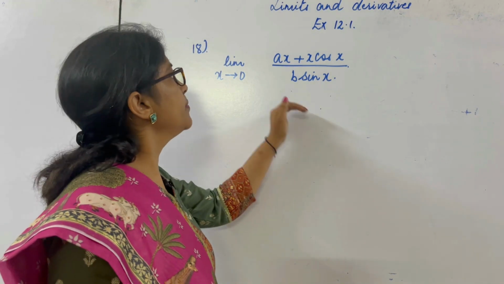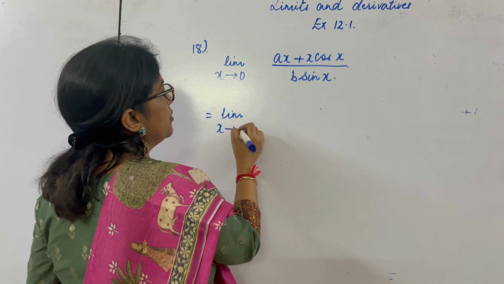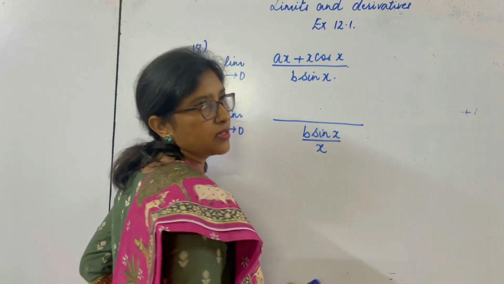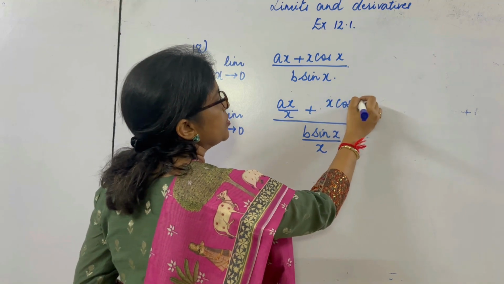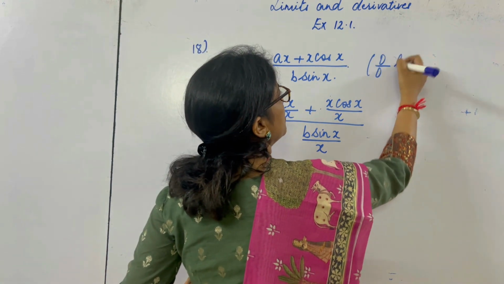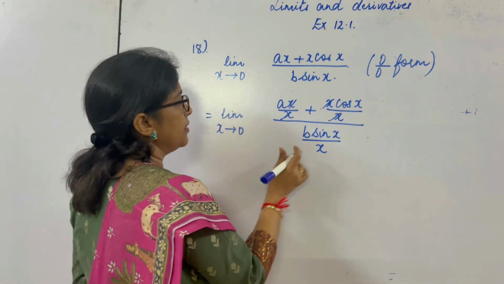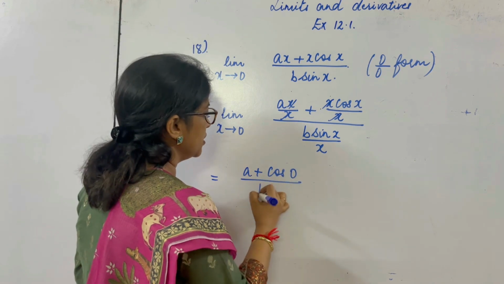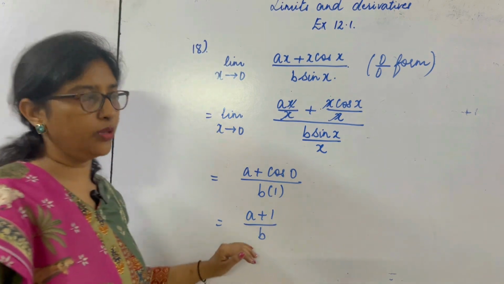On substituting the limit, this is again 0 by 0 form, but however we know that for b sin x, I need to divide by x. So, we can divide each and every term with x over here, because x was the term which was making this 0 upon 0 form. That is why we can simply divide it with x. So, x gets cancelled, and here sin x upon x, when you put the limiting value, will be 1. So, substituting the limiting value, cos 0 is 1, and so you have a plus 1 upon b.